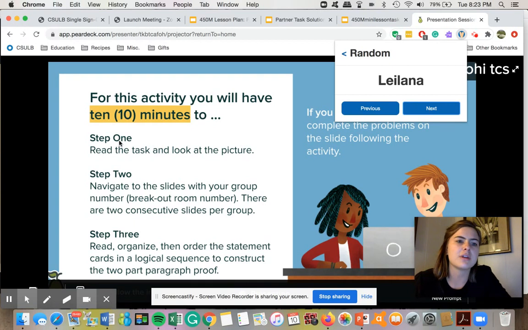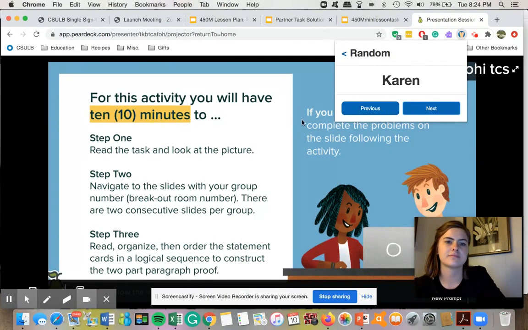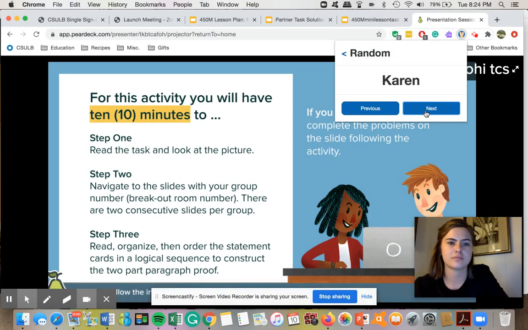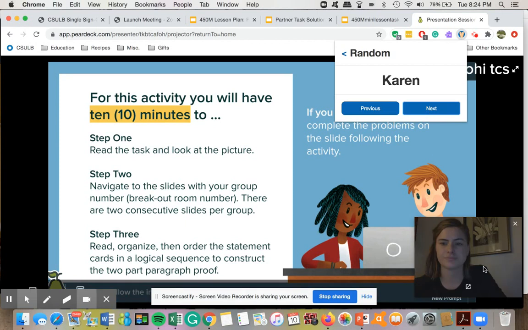Leilana, would you mind reading? Is she here? I don't think she's here. Karen, would you mind reading step 1 in the task for me? I was here. Oh, go ahead, Leilana. Step 1 is read the task and look at the picture. Perfect. Karen, would you read step 2, please? Step 2 says navigate to the slides with your group number, breakout room number. There are 2 consecutive slides per group.